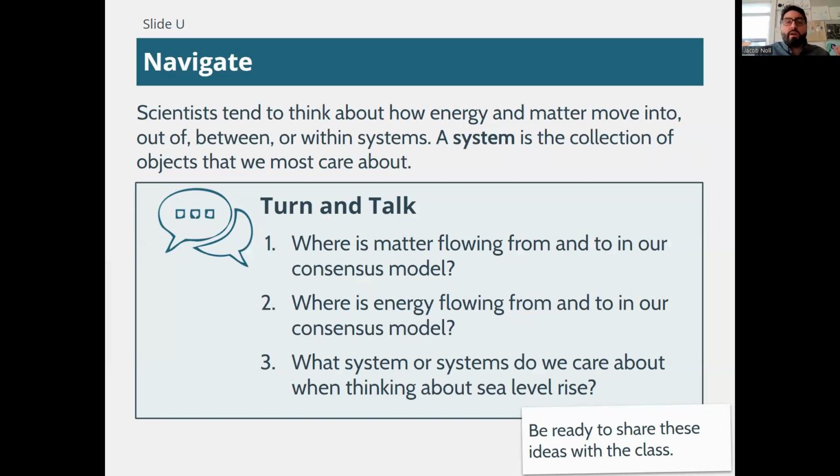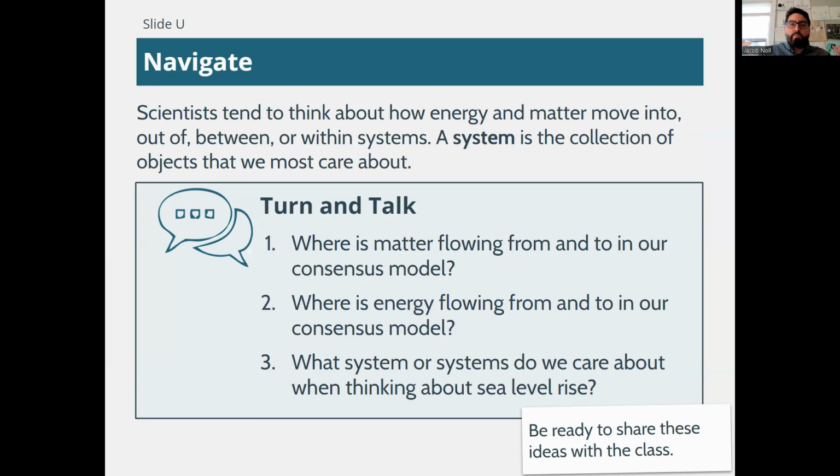And so just to define that sciencey word, a system is a collection of objects that we really care about. And a lot of times we identify these objects and then we consider, okay, where do we find them? What are the boundaries? And how are these objects interacting within those boundaries?